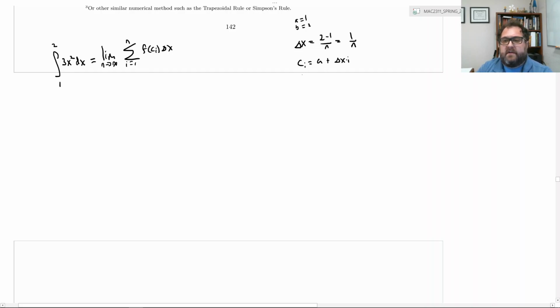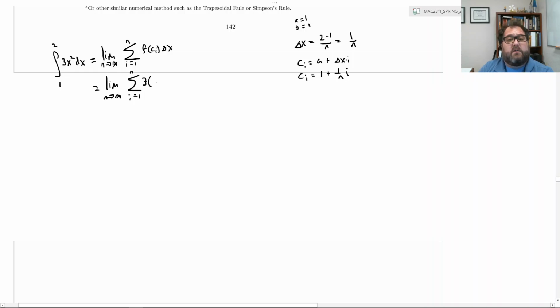Okay, so if c sub i, if a is 1, you get 1 plus delta x, which is 1 over n, times i. That's not so bad. And now we can do our Riemann sum, because this is equal to the limit as n goes to infinity, sum i equals 1 to n of f of c sub i. So that means take c sub i and plug it into your function.